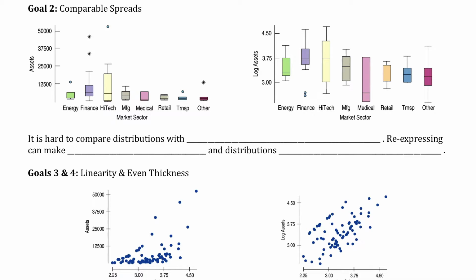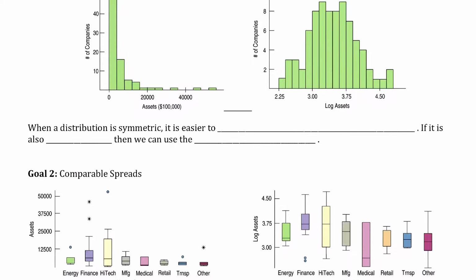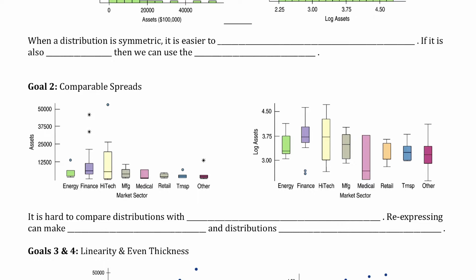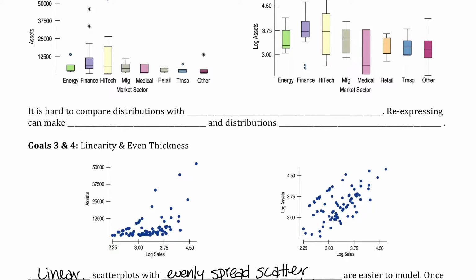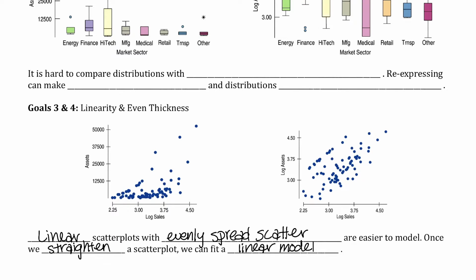So last class we had started talking about re-expression, and we talked about the different ways that it can help histograms and box plots through becoming more symmetric and nearly normal and being able to make spreads more comparable. But today we're going to talk more about scatter plots, which is what we're really talking about in this whole section, and how re-expression can help them.